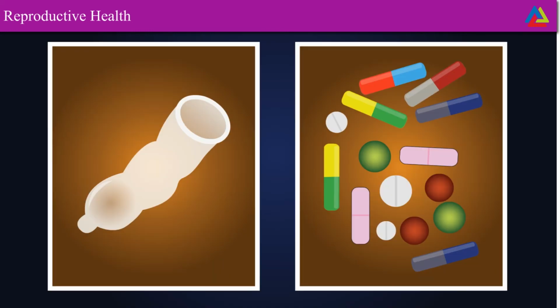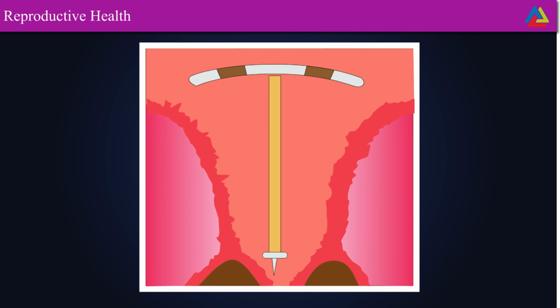Contraception to avoid pregnancy can be achieved by the use of condoms, oral pills, copper T, and other methods. The loop or the copper T are placed in the uterus to prevent pregnancy. Again, they can cause side effects due to irritation of the uterus.